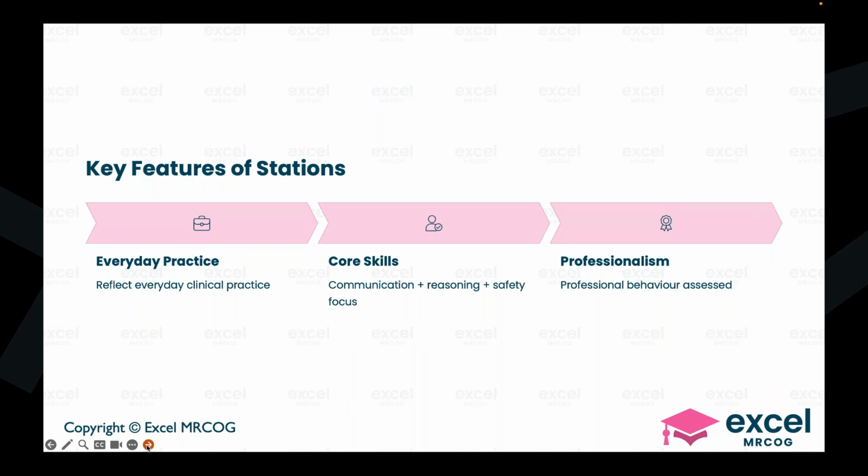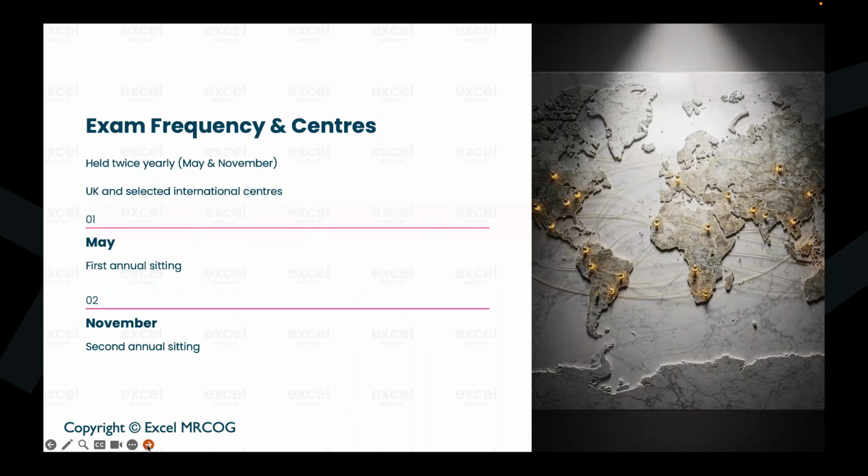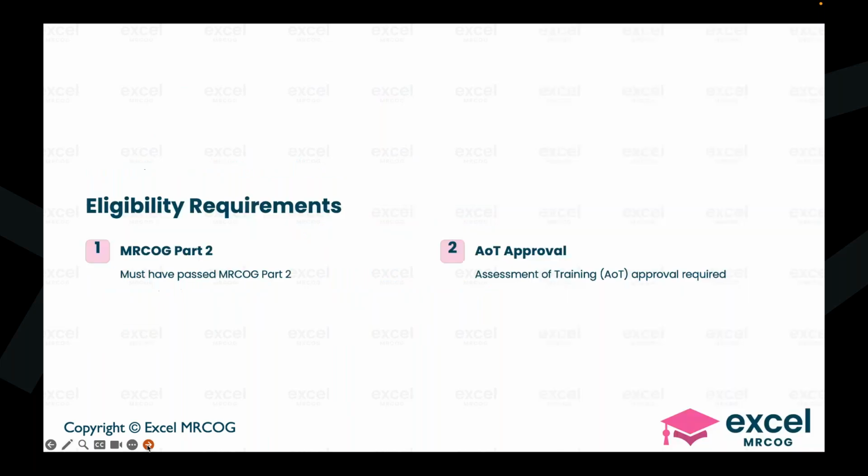So we have two exams, in May and November, biannual exams. What is required? We all know you need to pass MRCOG Part 2 and you need to have your assessment of training approved by the college.